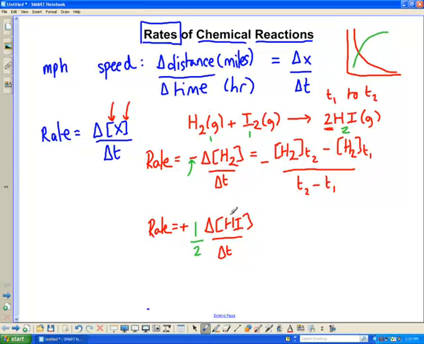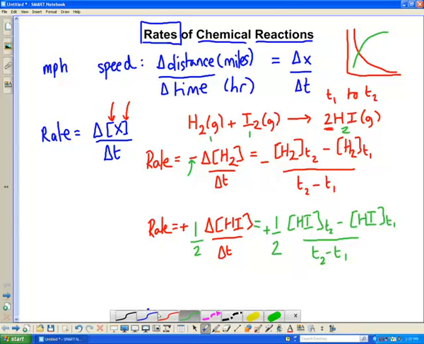And then I can take this and show it just like this. Alright? In this case it will be plus 1/2 the concentration of my HI at time t2 minus the concentration of HI at time t1. And if t1 is the start of the reaction, this is probably 0. Again, all over t2 minus t1.